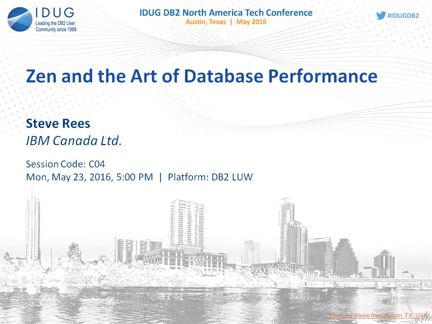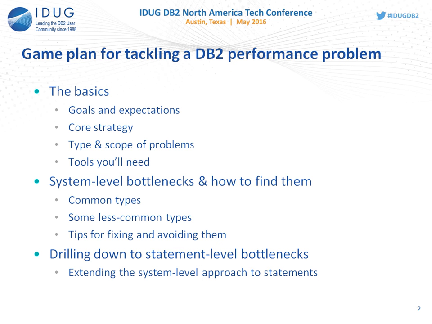So, to get started, we're going to kick off with some basic foundation on things like goals and expectations, the core strategy we're going to take, the tools that we have, etc. We'll probably spend most of our time in this middle section here, system-level bottlenecks. Not necessarily because system-level bottlenecks are so common, but because the approach is going to be the same when you get down to statement-level bottlenecks. A lot of the approach is the same. So we'll spend time introducing it at that level and then extend it to statement-level stuff towards the end.